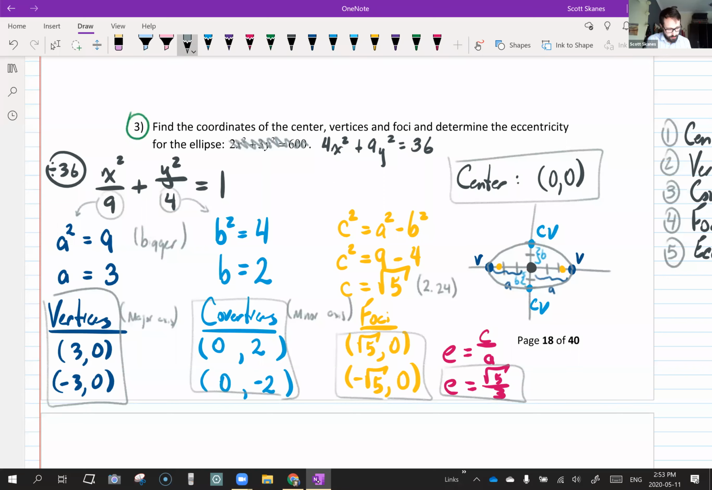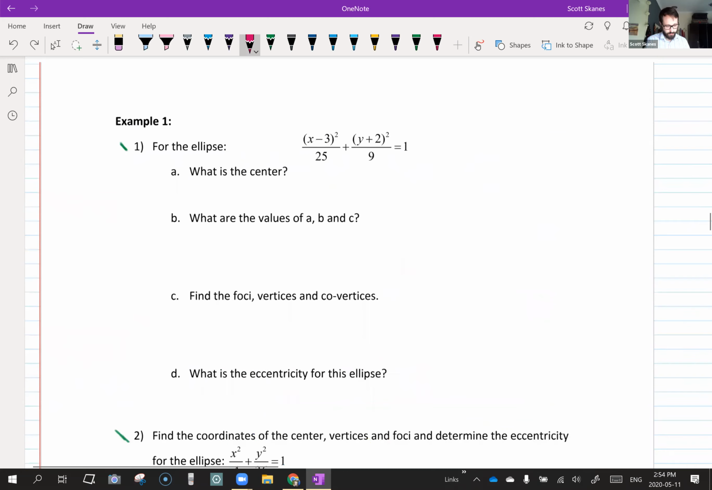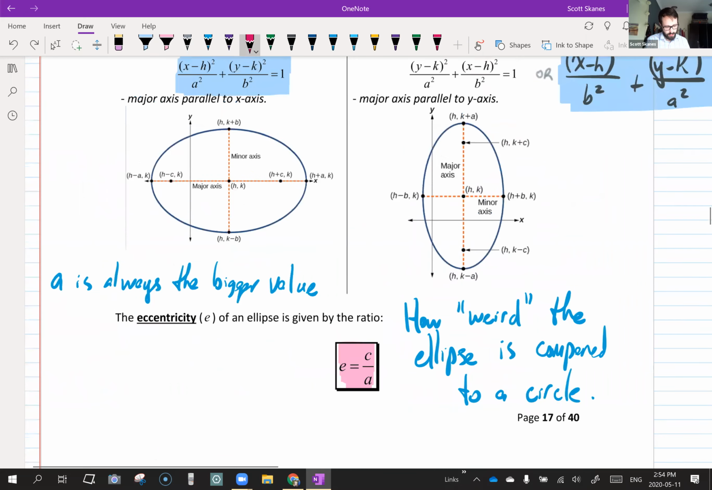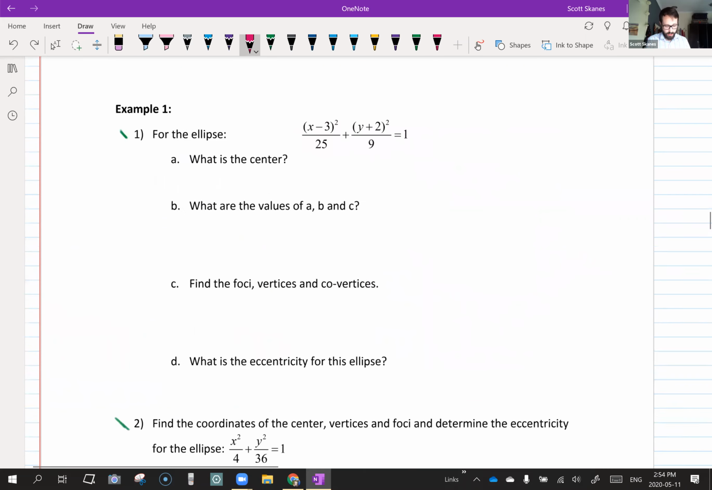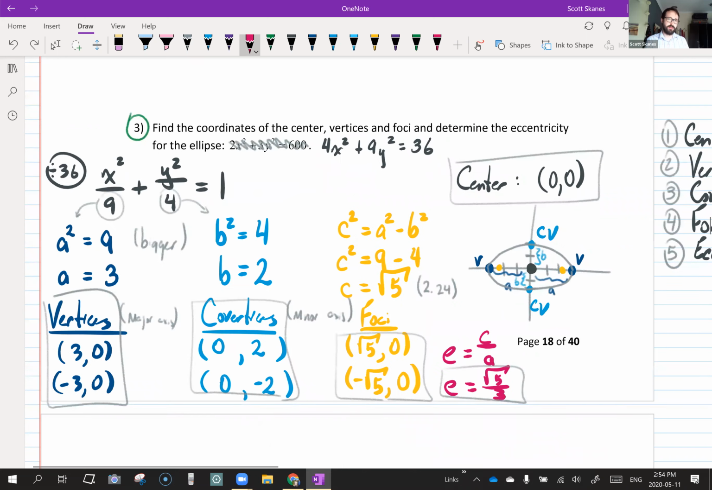Yes, so let me show you. Maybe, I think I know what your question is. In the beginning, look at this. Okay, this is 36, yeah? Mm-hmm. Our general equation, if we look up a little bit, our equation should always have 1 on the right side. So in order to get that 1, we needed to divide everything by 36.